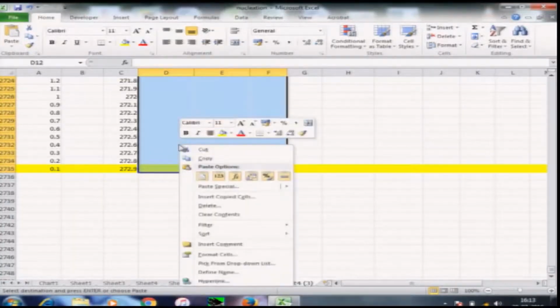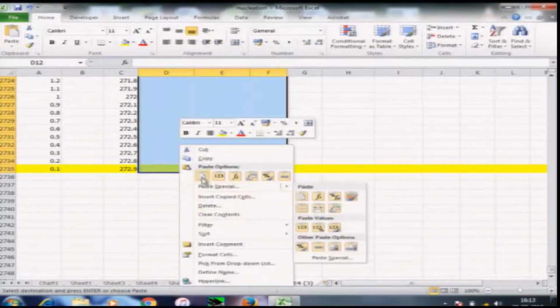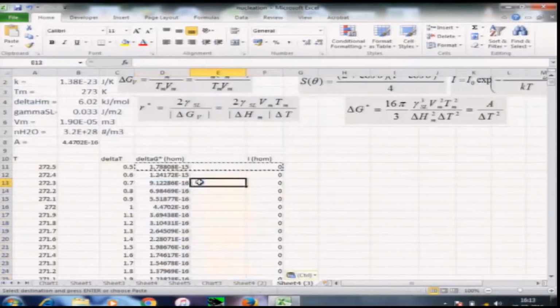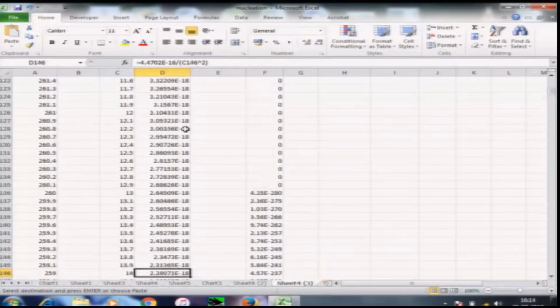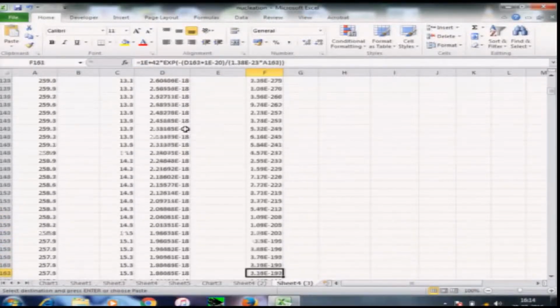And paste it here. So, here correspondingly I have now many values for delta G star and nucleation rate for different values of delta T. As we keep going down, initially up to about 13 degrees, it is essentially a very small number. In fact, even beyond 13, as you can see, these numbers are very, very small.